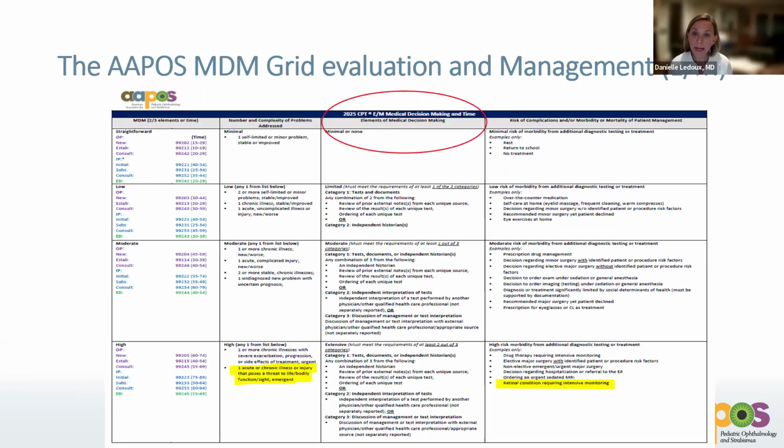So again, without even having to focus on the middle column to talk about data management, you have an acute or chronic illness or injury that poses a threat to life, bodily function, or sight that is emergent. And you can see that we added in the right-sided column, retinal condition requiring intensive monitoring. So while this child also has certain risks at the time that they're within the hospital, they're hospitalized because of their prematurity and their young age and vulnerability. You also have a condition that is progressing that you are monitoring and having to follow up quite quickly.